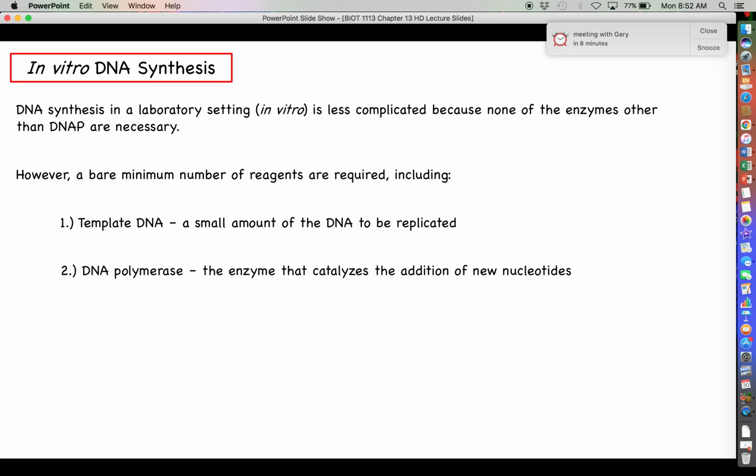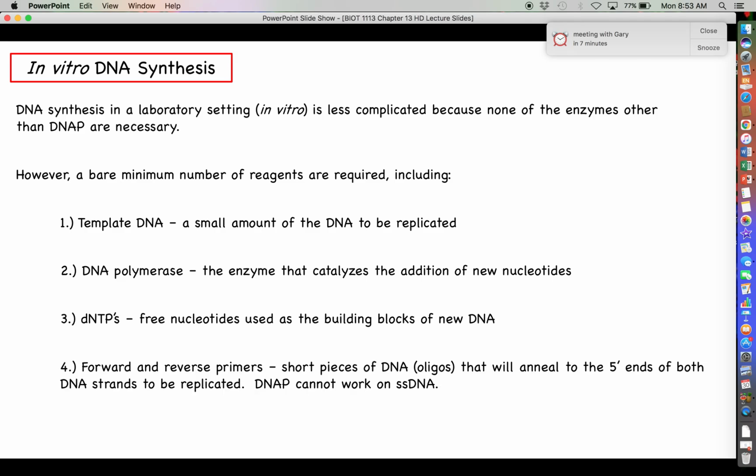You do obviously need DNA polymerase. There's no getting around this. This is the enzyme that catalyzes the addition of new nucleotides as we build a complementary strand on top of the template strand. You do need dNTPs, which are the deoxynucleotides: the adenine, the thymine, the cytosine, and the guanine. These are going to be used as the building blocks for making new DNA. They are the substrate for DNA polymerase, so if DNA polymerase is the enzyme that builds the new DNA molecule, it's going to need the building blocks in order to do that.